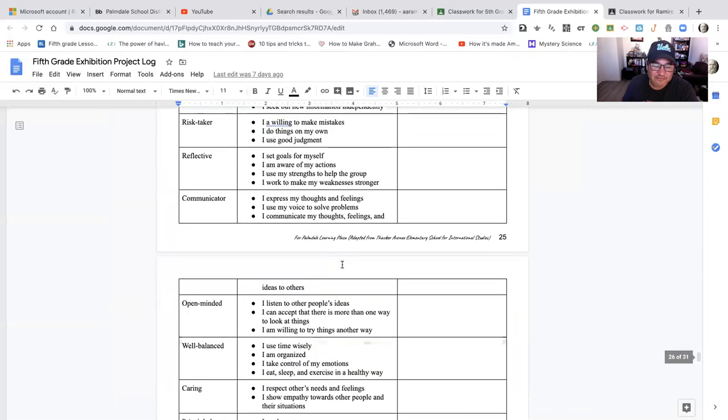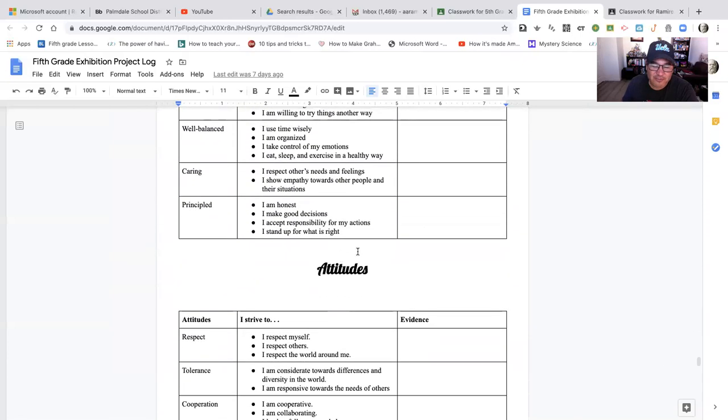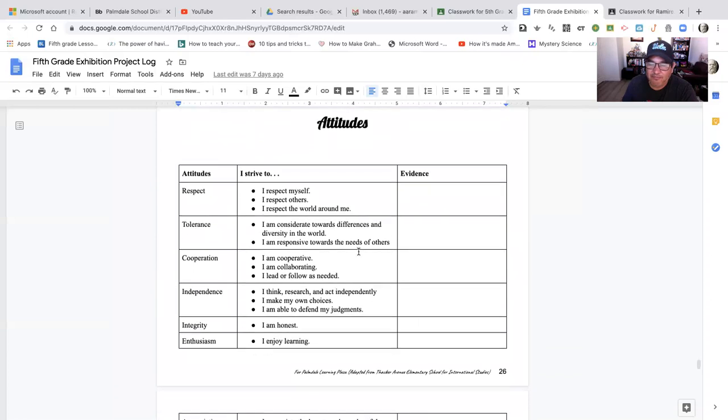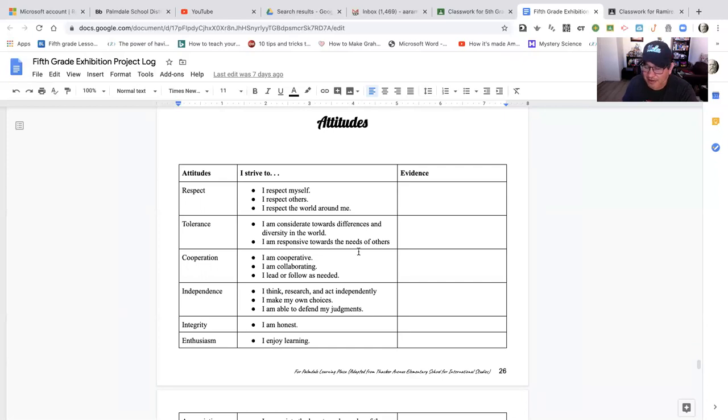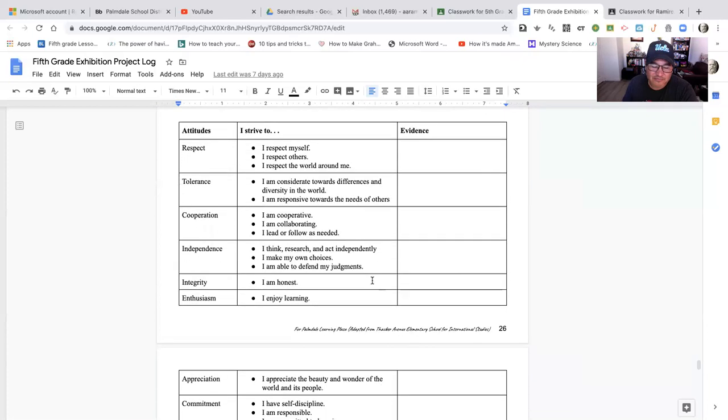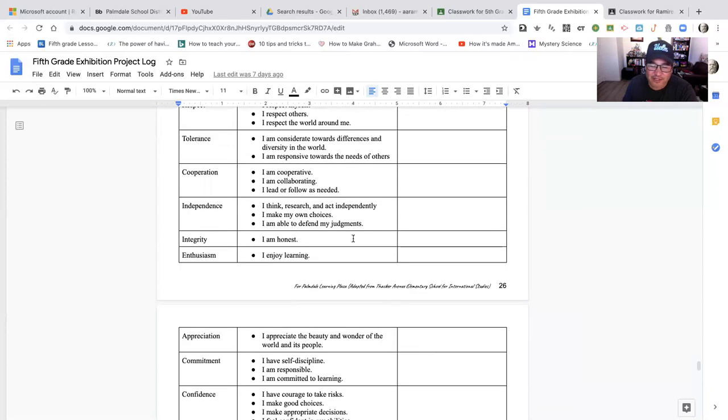Okay, reflective communicator, all of those attributes and attitudes in the next section have to be shown. But when we say have to be shown, what we're really saying is that they are shown, you just need to find them. So give us the evidence of when you were honest, when you showed integrity.